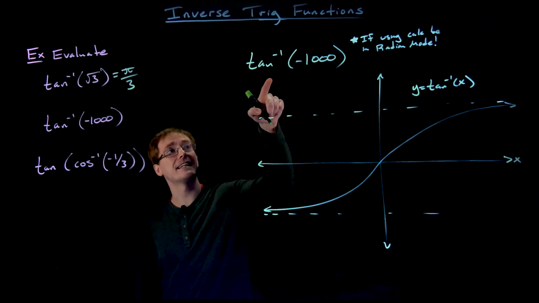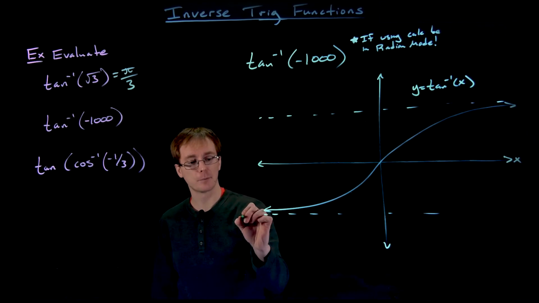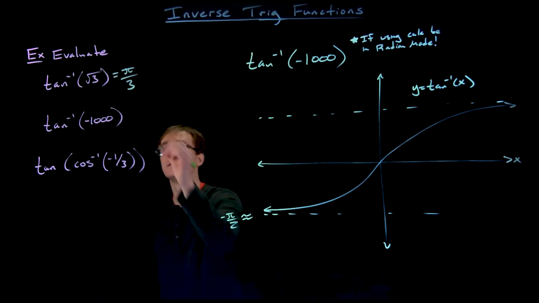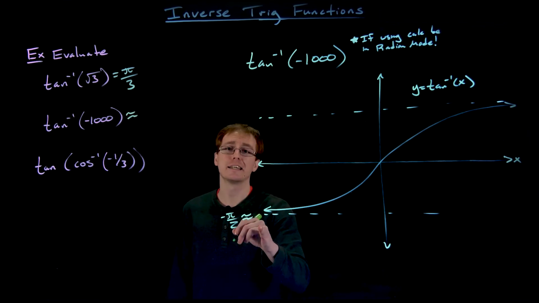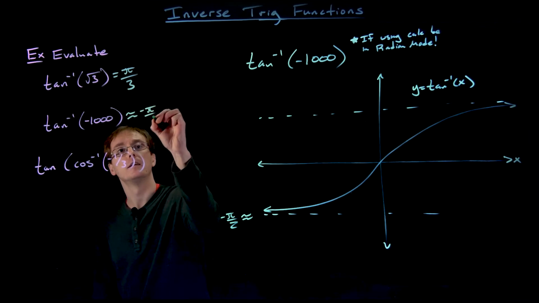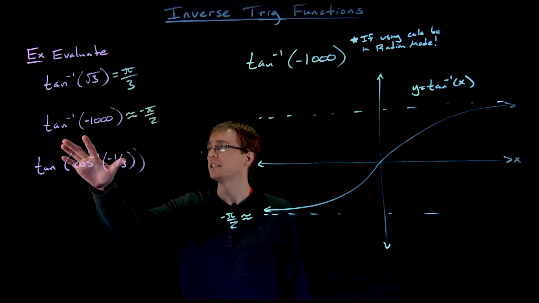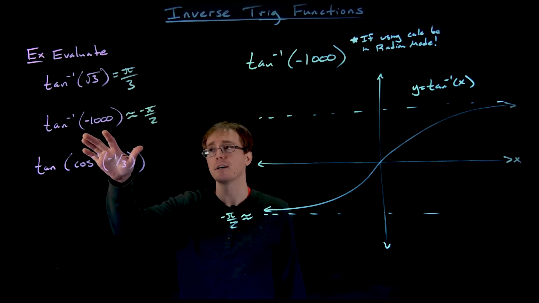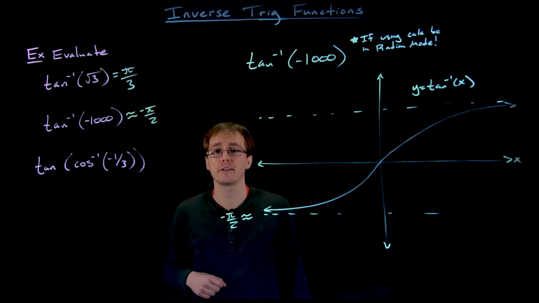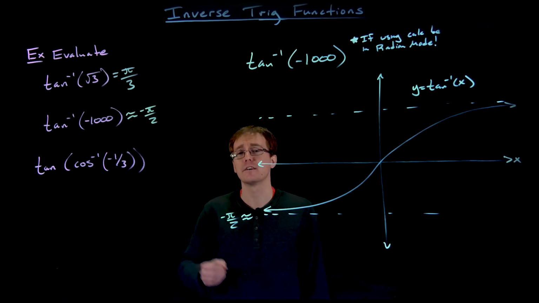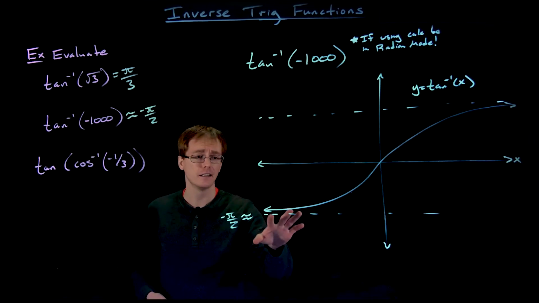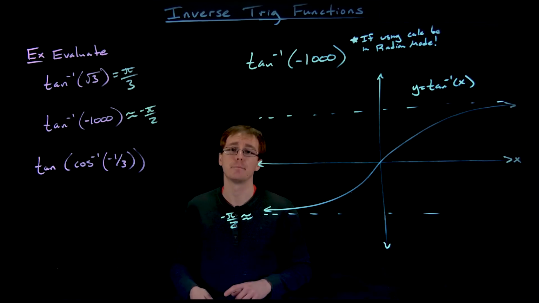So what we know is that tangent inverse of negative 1,000 is going to be approximately equal to the value of our horizontal asymptote here. And we have to just remember that tangent inverse has a lower horizontal asymptote at negative pi over 2. So if you plug tangent inverse of negative 1,000 into your calculator, you're going to get some decimal approximation as its output. If you then evaluate negative pi over 2, you should see those numbers are very close to each other, because tangent inverse of negative 1,000, as we can see from the graph, is approximately negative pi over 2.